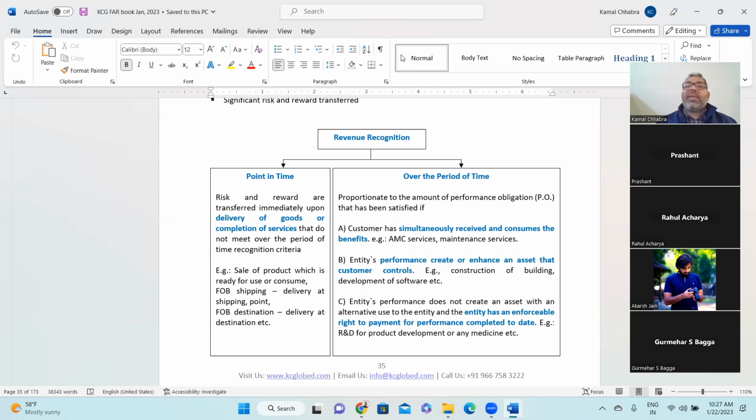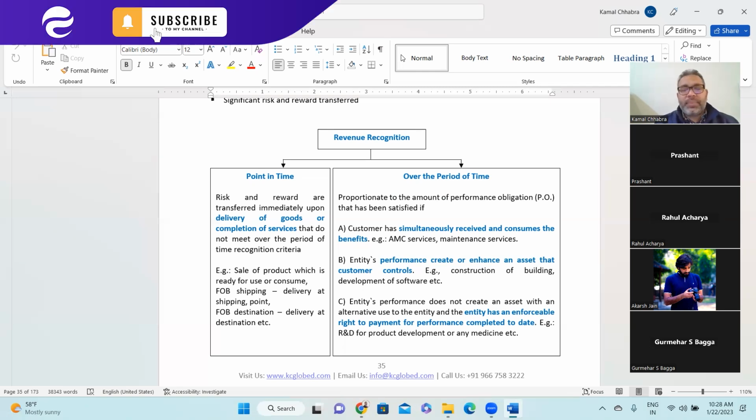When to recognize the revenue at a point in time and when over a period of time, let's understand that. If you see the left-hand side of the box, which says point in time, when to recognize revenue at a point in time. First is that risk and reward are transferred immediately upon delivery of the goods or completion of the services that do not meet the over-a-period-of-time recognition criteria. That means whatever meets the criteria of over a period of time needs to be recognized over a period of time, and whatever does not meet that criteria comes under point in time.